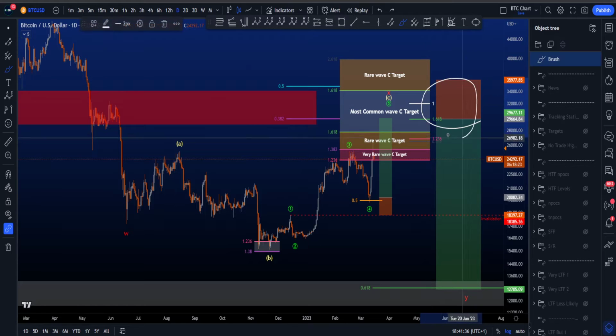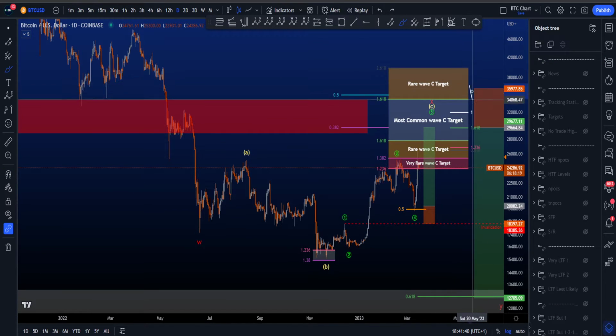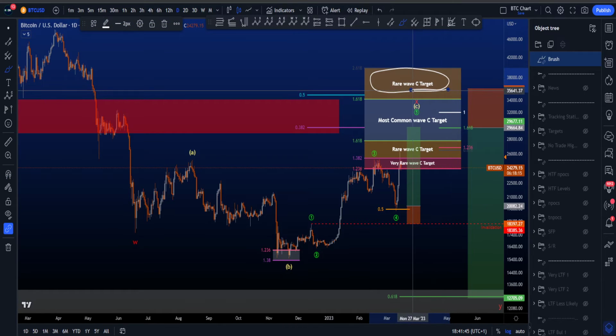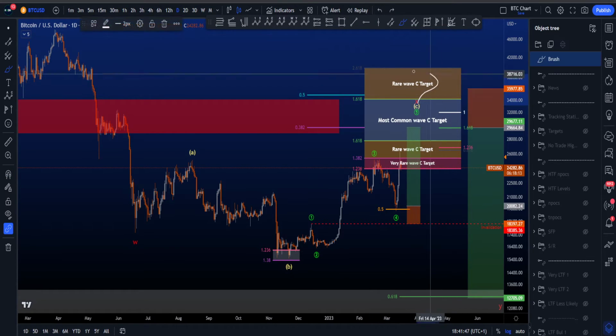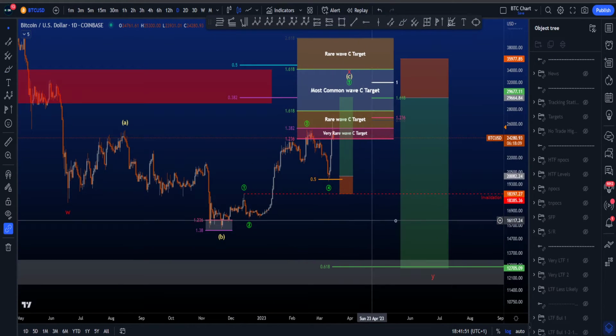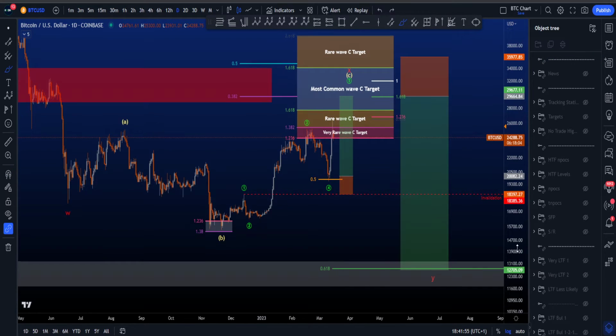For a potentially interesting short setup that you can see over here, enter with some shorts in the white box and eventually the stop loss somewhere above, taking into account that the rare wave C target is still up here, so price can still move into this area. Something to note for the stop loss, but then eventually trading it down for a wave Y. Now we just finished wave 4 as well.